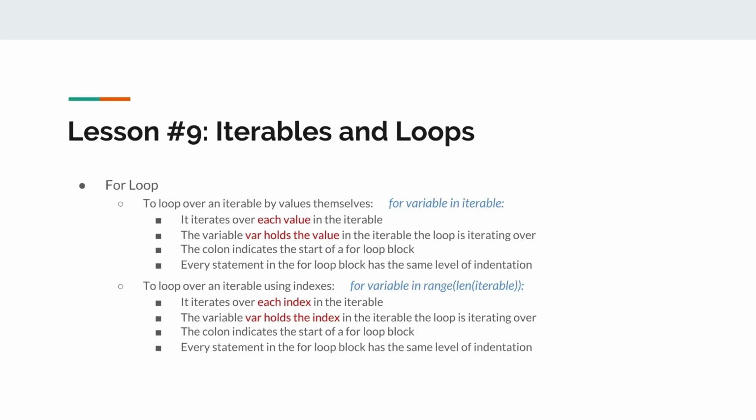For now though, let's look at the syntax that the for loop uses. If we want to iterate over the values in the iterable, we write for, followed by variable name, followed by in, and then the iterable.